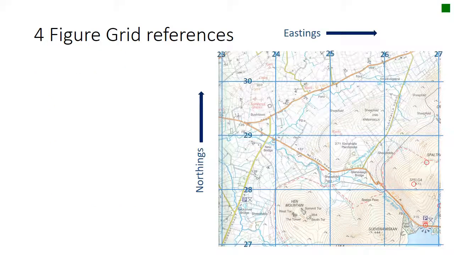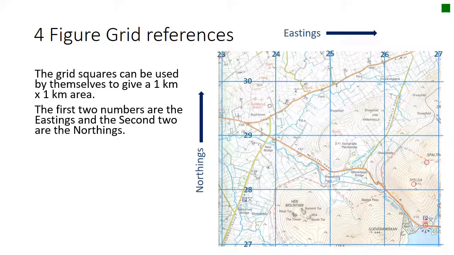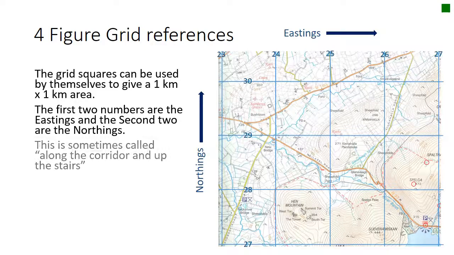So we're going to look next at a thing called 4-figure grid references. Each grid square, as we say, you can use itself to give an area of a kilometre by kilometre as a reference, and that's where we get our 4-figure grid reference. The first two numbers we take are Eastings, and the second two are Northings. And we sometimes call it along the corridor up the stairs.